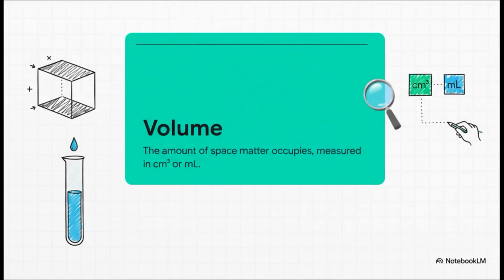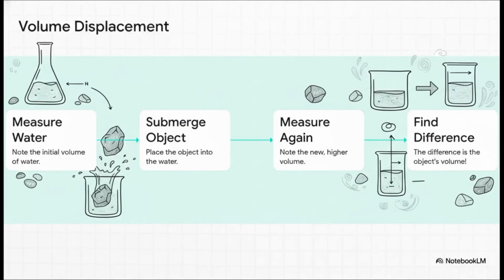Next, we have volume. This is just about how much space something takes up. If you have a perfect box, it's easy. Length times width times height. For a liquid, you can just pour it into a measuring cup. And here's a super handy trick. 1 cubic centimeter is the exact same amount of space as 1 milliliter. They're interchangeable.